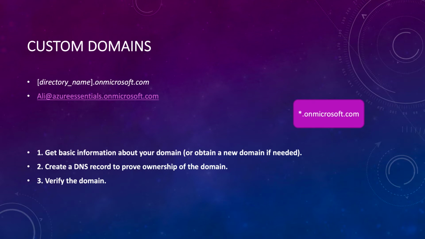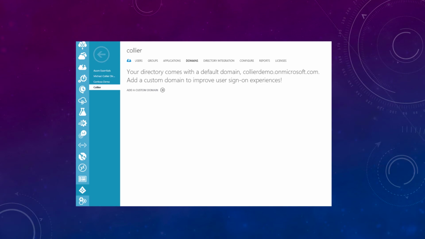Get basic information about your domain or obtain a new domain if needed. It's as simple as registering a domain under your name and making sure that it's a unique and available name. Then create a DNS record to prove ownership of the domain. And finally, verify the domain. First, you need to select the desired directory in the Azure AD section of the Azure Classical Portal and then click Domains in the top navigation section, as you can see over here.